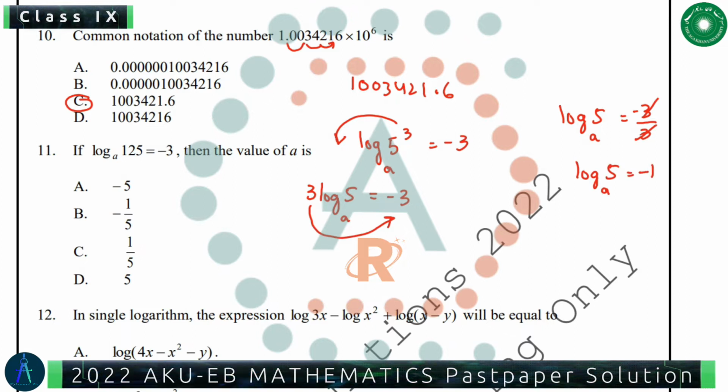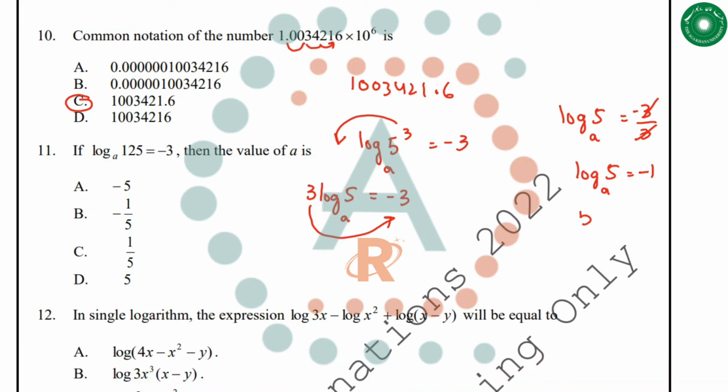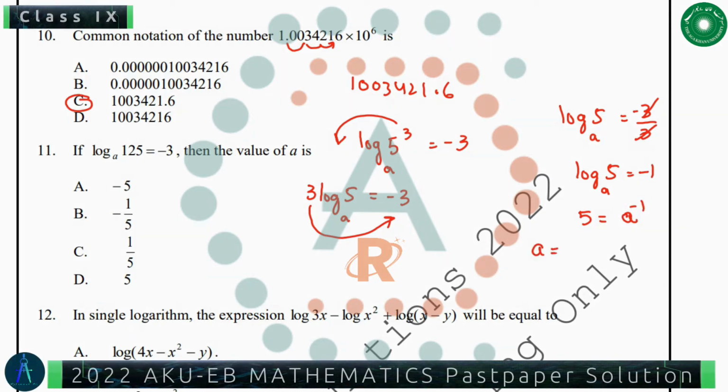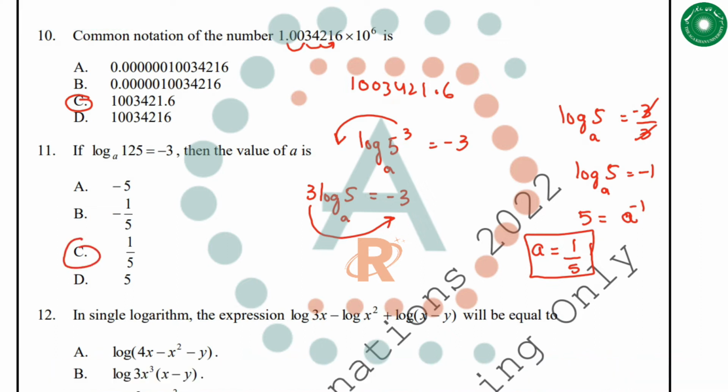Then we will convert this expression into exponential form. So 5 will be equal to a raised to the power minus 1. In this way, we can get a is equal to 1 over 5. So question number 11, option C is the right answer.